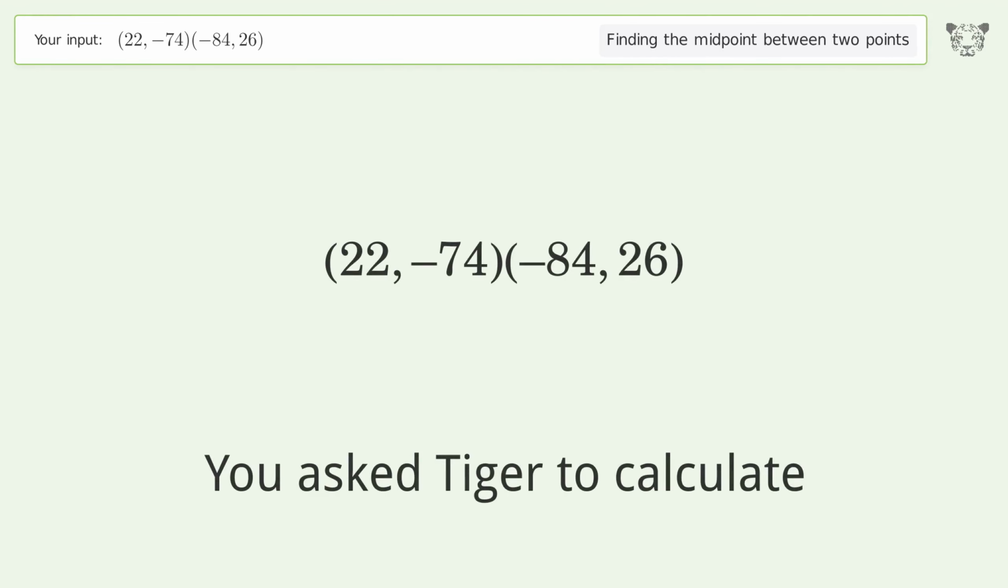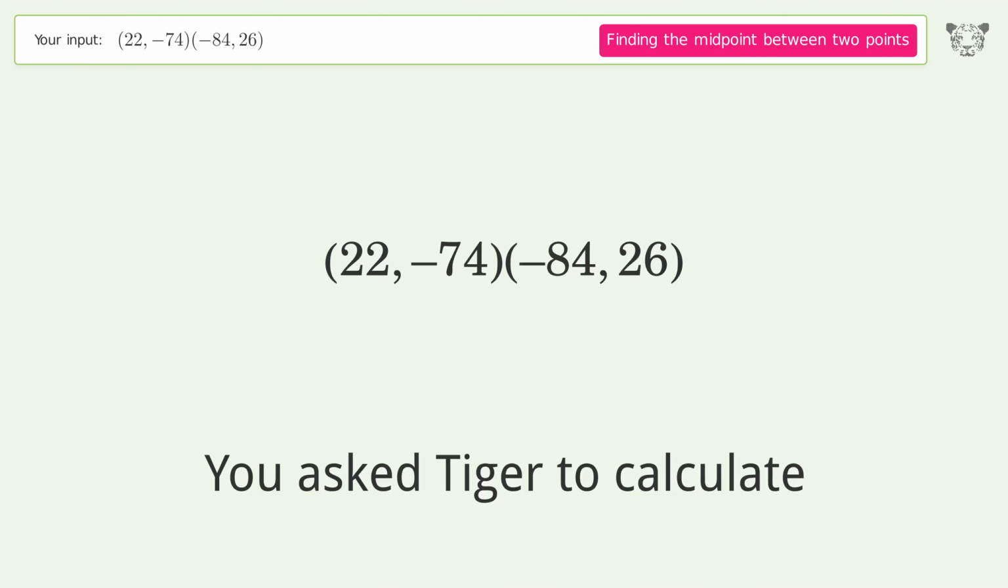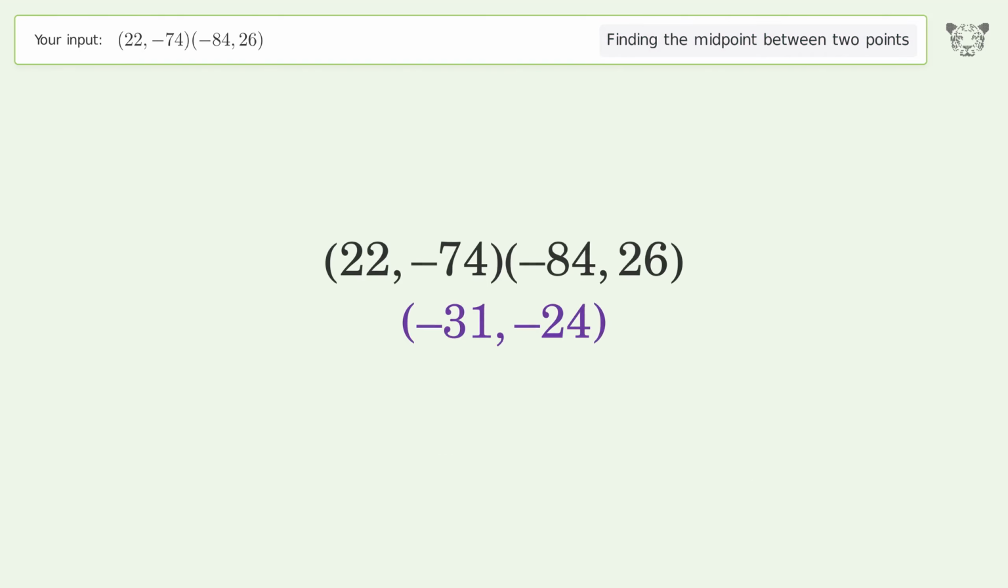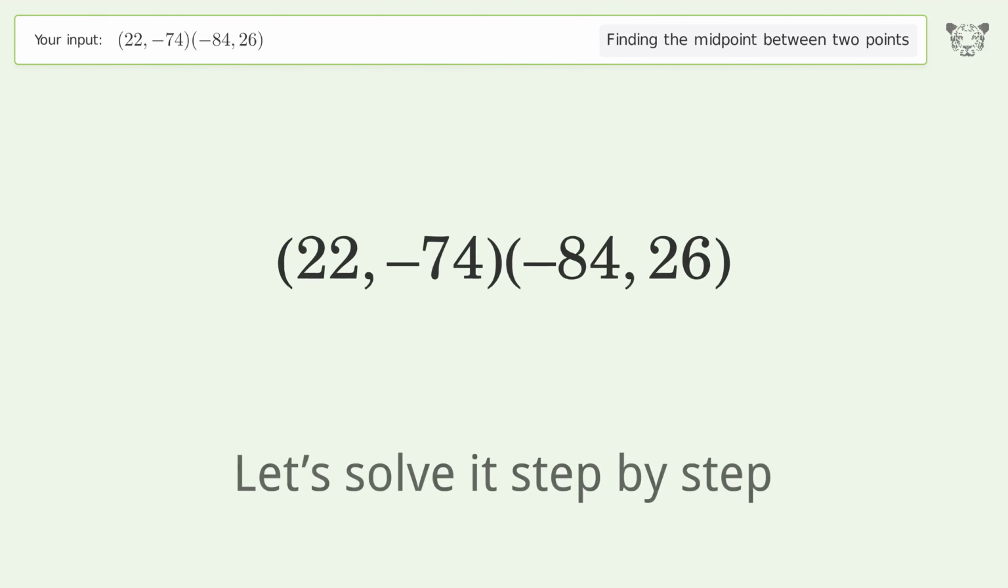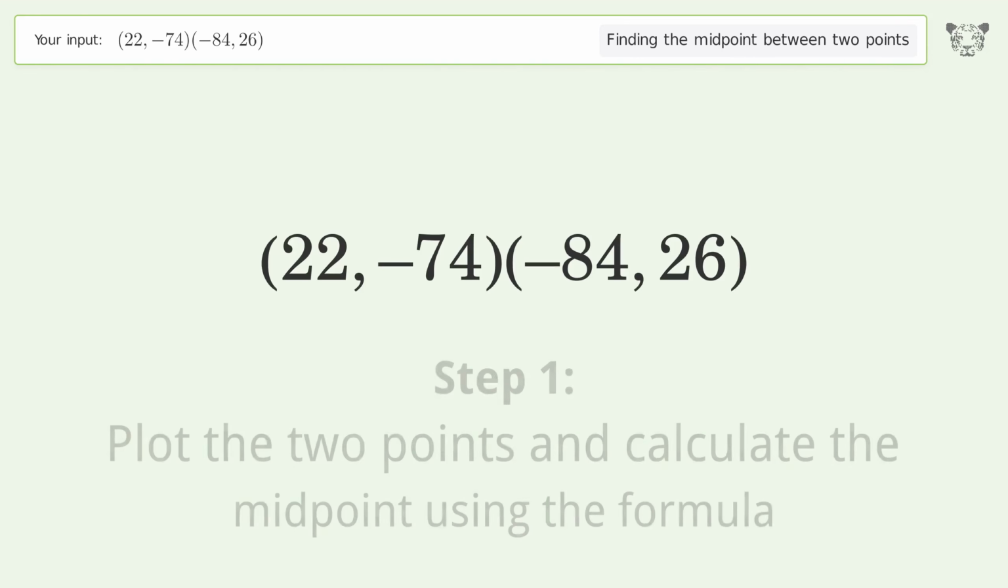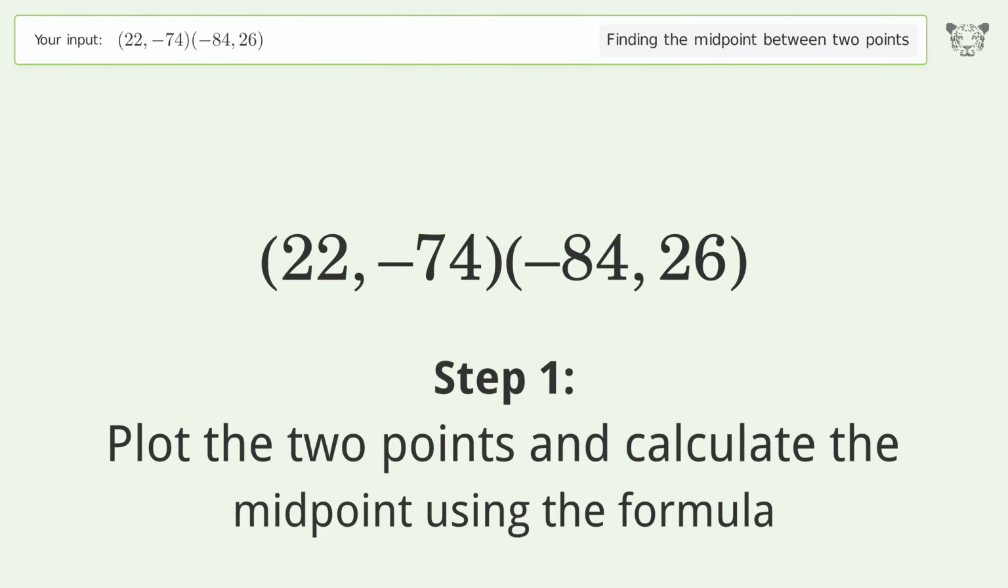You ask Tiger to calculate. This deals with finding the midpoint between 2 points. The midpoint between the 2 points is -31, -24. Let's solve it step by step. Plot the 2 points and calculate the midpoint using the formula.